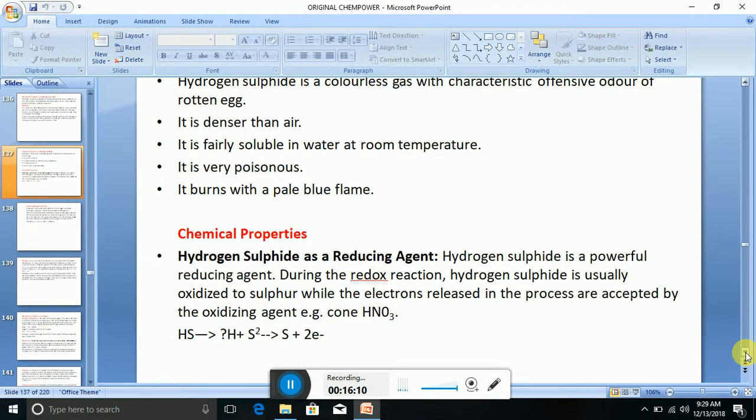Chemical properties. Hydrogen sulfide as a reducing agent. Hydrogen sulfide is a powerful reducing agent. During the redox reaction, hydrogen sulfide is usually oxidized to sulfur, while the electrons released in the process are accepted by the oxidizing agent.